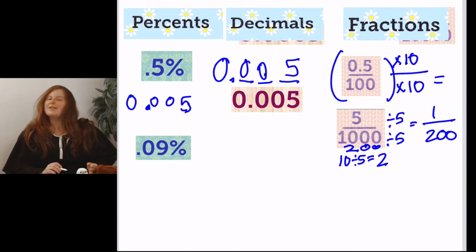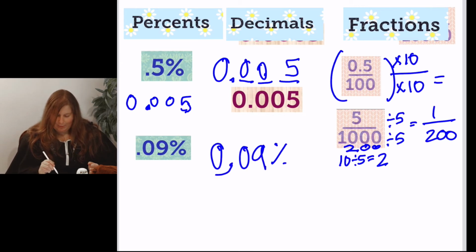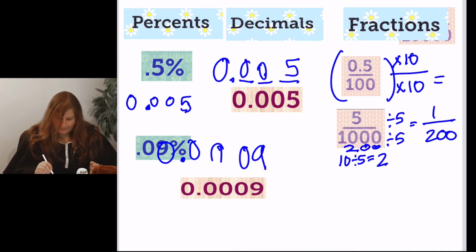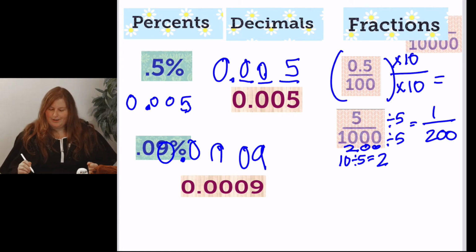Let's move on to this one. 0.09% or 9/100ths of 1%. If I want to start with my formula method, I can write it out. I can take the decimal point and I can move it to the left 2 spaces. I can erase the percent because I'm converting it from a percent to a decimal. And I get 0.0009 or 9/10,000ths.